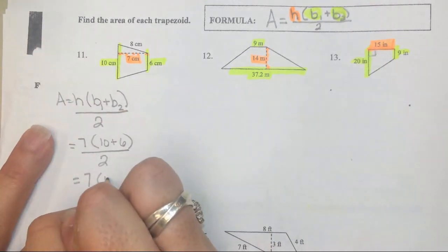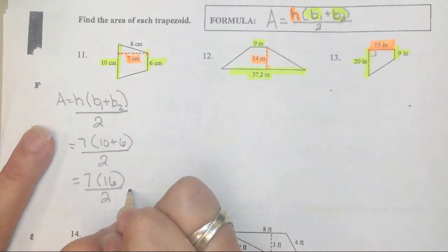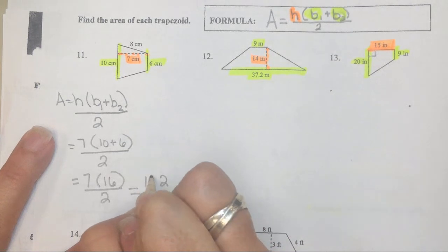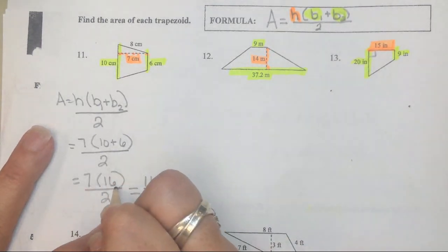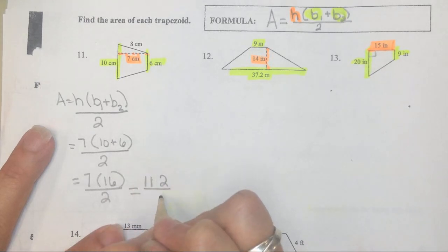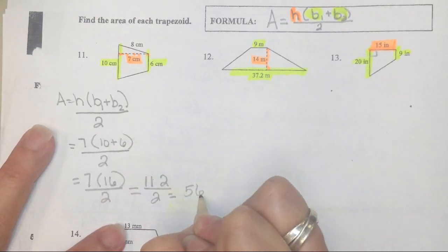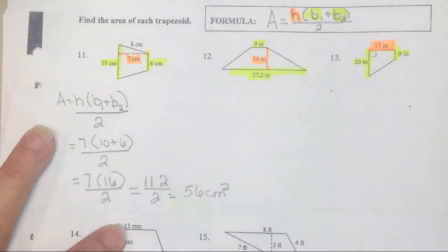Listen, 10 plus 6 is 16. What is 16 times 2? No. Oh, 16 times 7. I'm sorry. Divided by 2 would be 56. It is 56 centimeters squared.